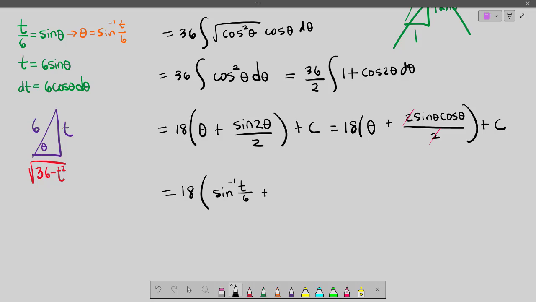Plus sine of theta. That's t over 6, which you can get from your substitution step or from the triangle. T over 6 is sine. So we have t divided by 6 multiplied by cosine of theta. Cosine of theta, we look at the triangle. Cosine is adjacent over hypotenuse. So we'll have the square root of 36 minus t squared, all divided by 6.